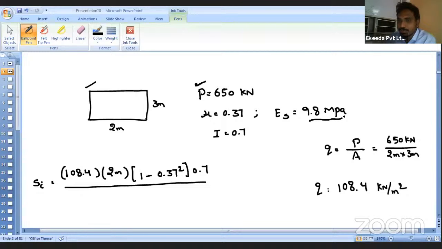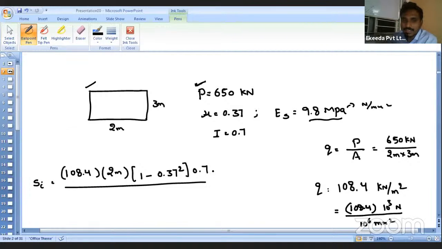How much will you get? 1 megapascal is nothing but newtons per mm square. Or else, instead of converting this into kilonewton per meter square, here I can convert 108.4 kilonewton per meter square. If I convert into mm, how much will I get? 108.4, convert kilonewton into newtons, that means we have to multiply by 1000: 108.4 into 10 cube newtons. Convert 1 meter into mm, 1000 mm. Like that we are having meter square, that means 10 to the power of 6 mm square.